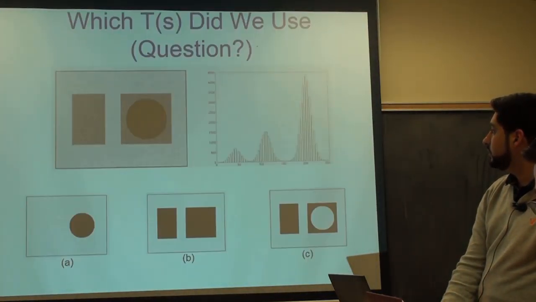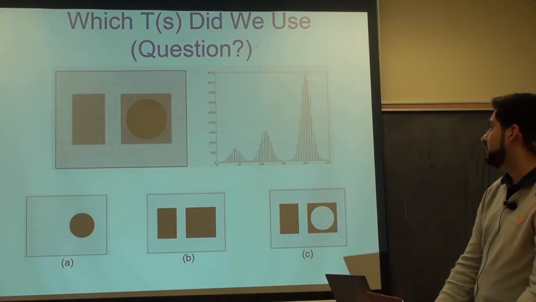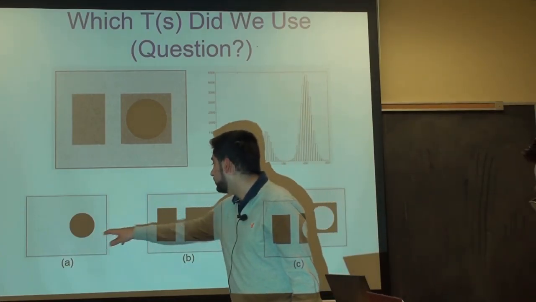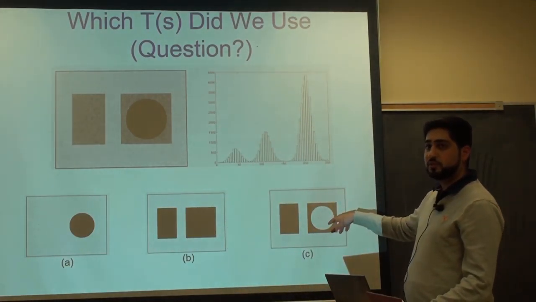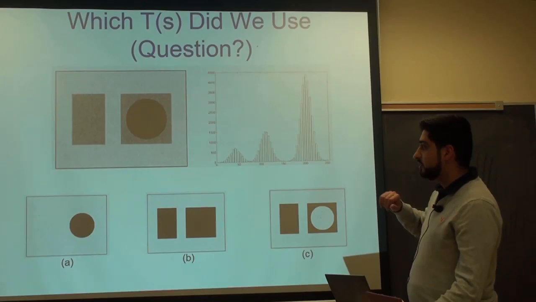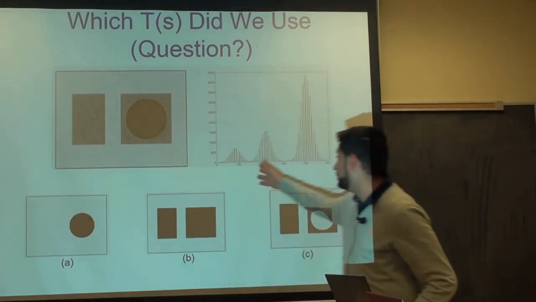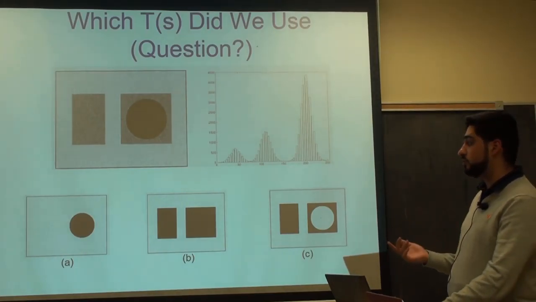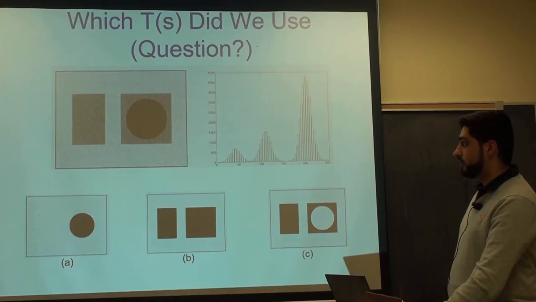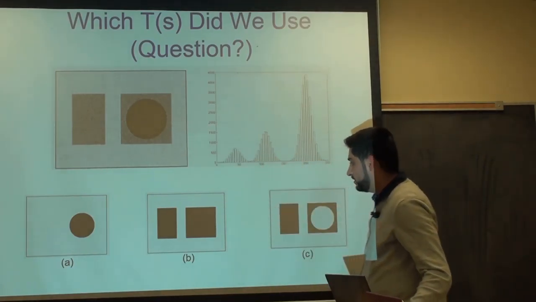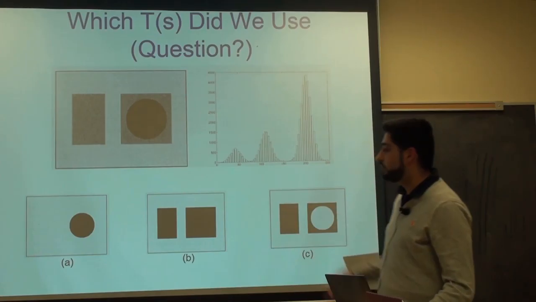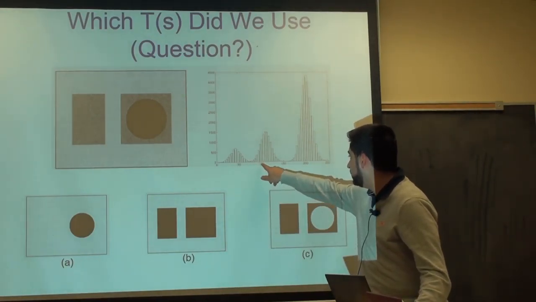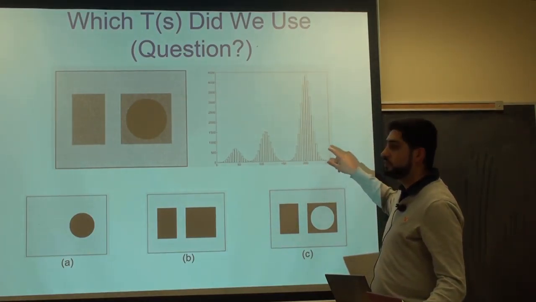Okay. So multiple threshold. I have a question. Can you define which threshold we used for each one of those pictures or segments? Like for A, did we use one threshold or two thresholds, or what did we set as our value? Here's the histogram and here's the image. For A, what threshold do you use to get A? This is 90. This is 100, 120, 150, 200, 250.